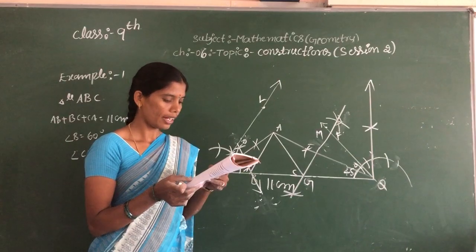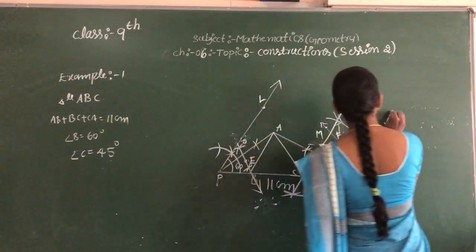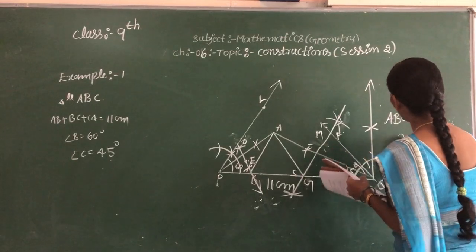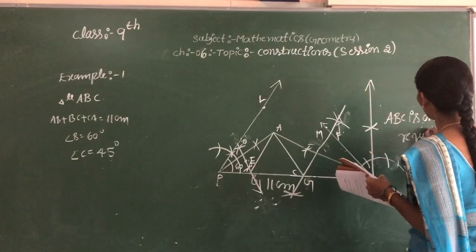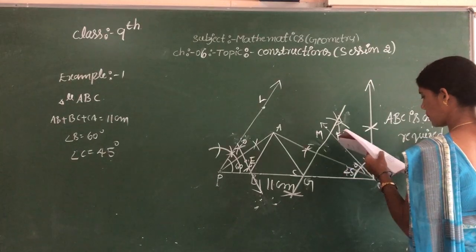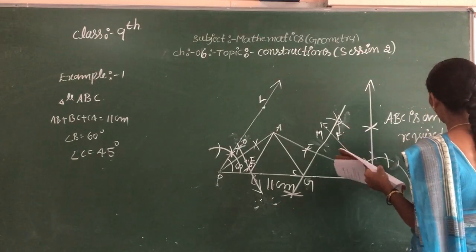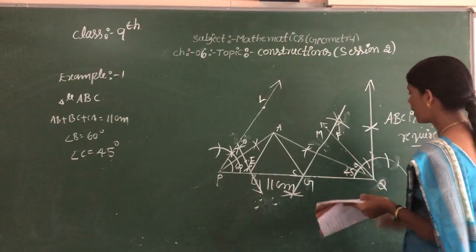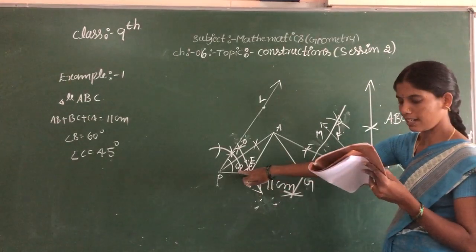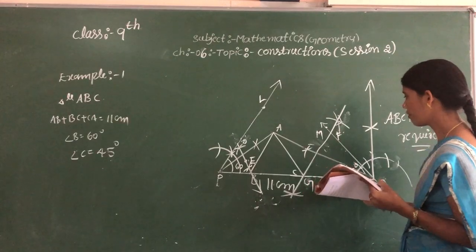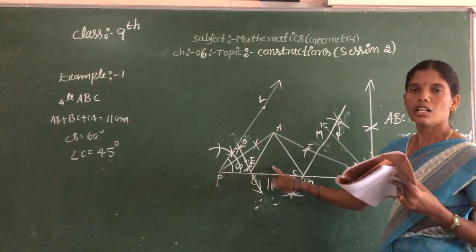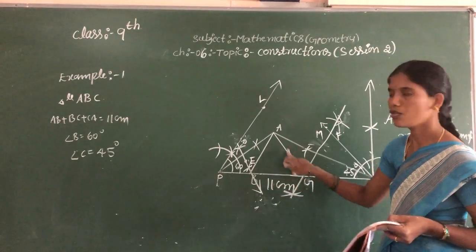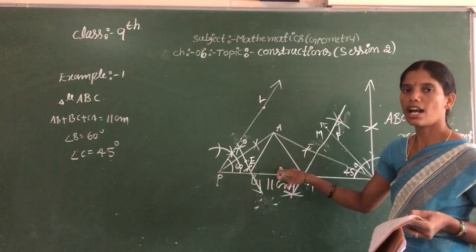So therefore ABC is the required triangle. Okay, children, ABC is a required triangle. This is 60 degree. This is 45 degree. This is one of the which one? Equilateral or acute angle. Which one is that? This is one of the acute angle triangle.